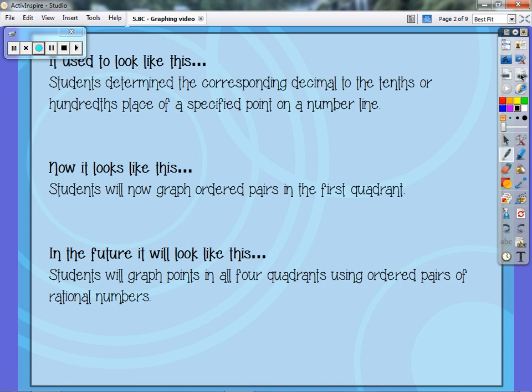In fifth grade, now it looks like this. Students will now graph ordered pairs in the first quadrant, which makes it apparent that in fourth grade they were not graphing. In the future, it will look like this. Students will graph points in all four quadrants using ordered pairs of rational numbers.